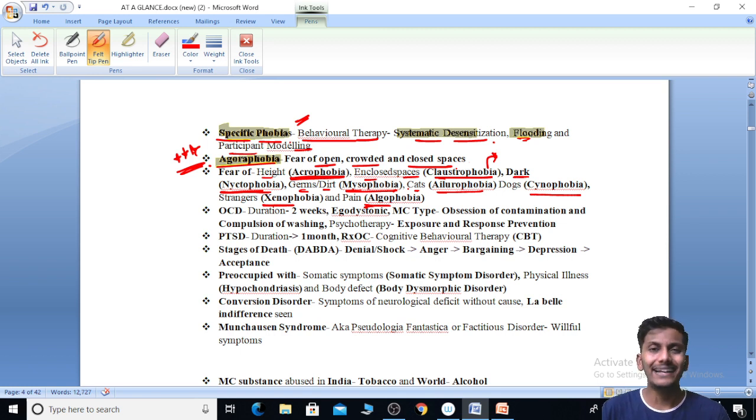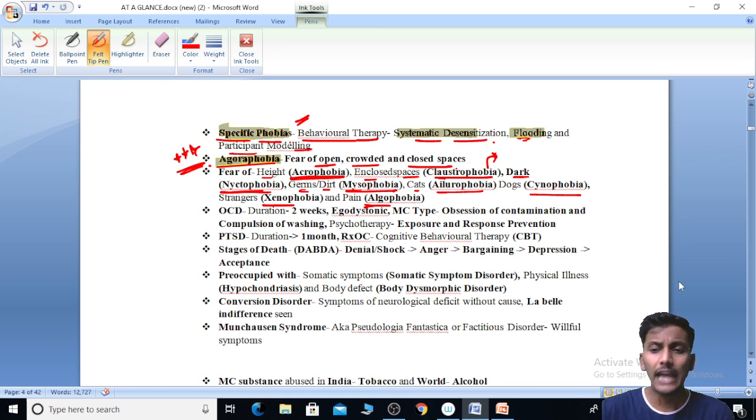So these are all Latin terms. If you are good in Latin, these would become quite easier for you. Okay, so let's quickly revise once. Fear of open, crowded and closed spaces, agoraphobia. Fear of enclosed spaces, claustrophobia. Fear of cats, ailurophobia. Fear of dogs, cynophobia. Fear of pain, algophobia. Fear of height, acrophobia. Fear of dark, nyctophobia. Fear of germs or dirt, mesophobia. And fear of strangers, xenophobia.